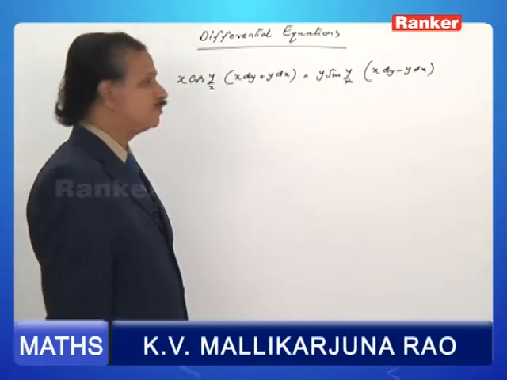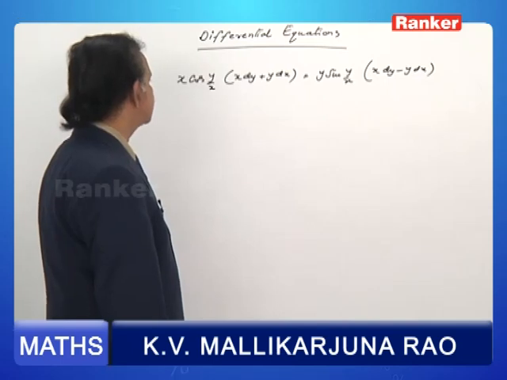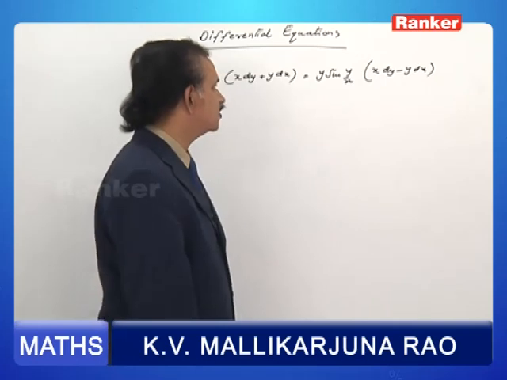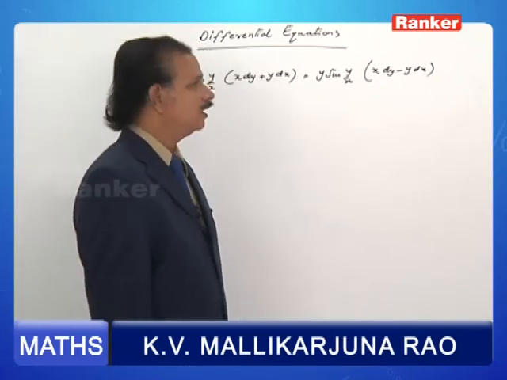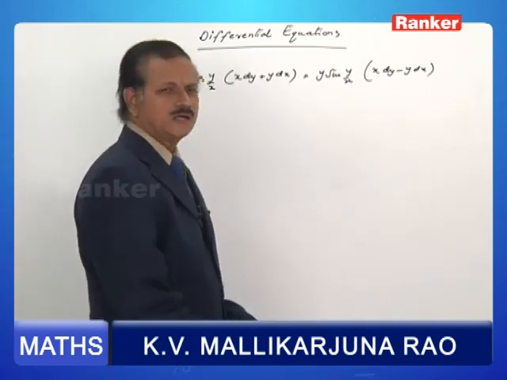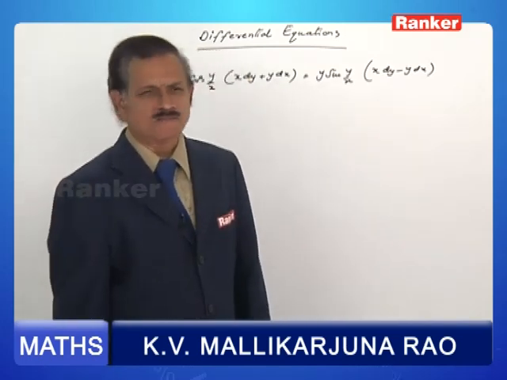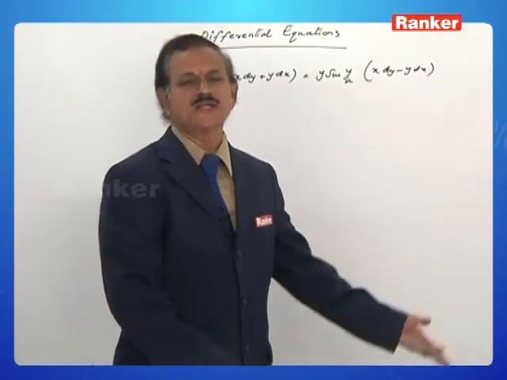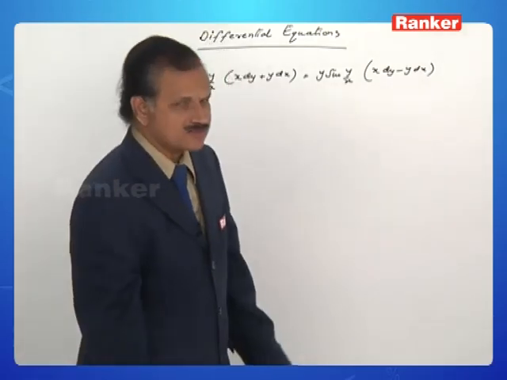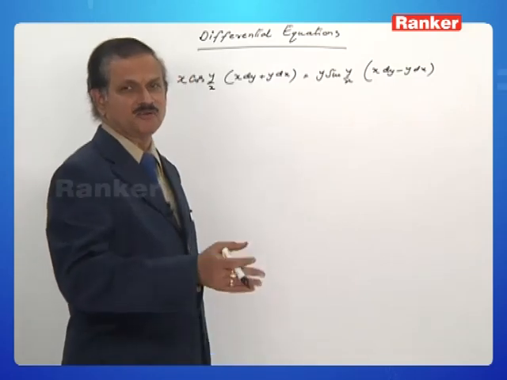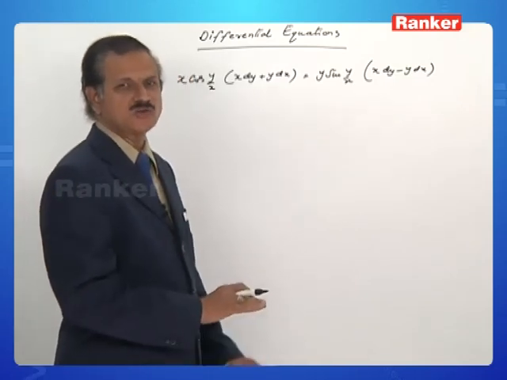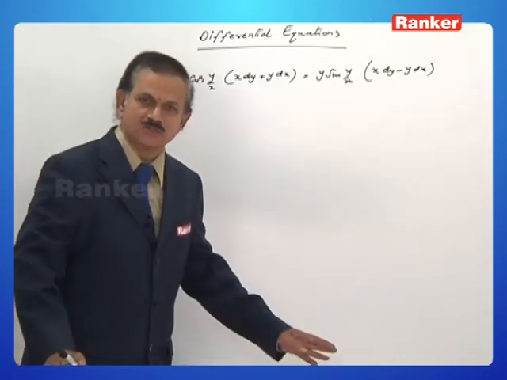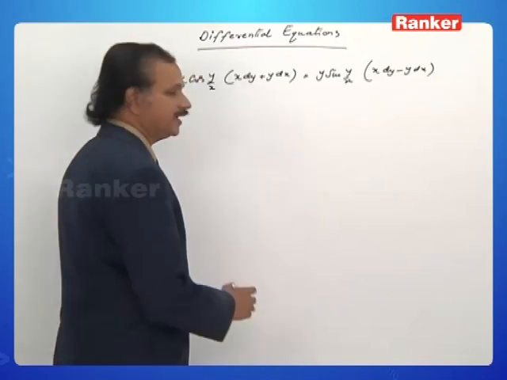Look at the question on the board: x cos(y/x)(x dy + y dx) = y sin(y/x)(x dy − y dx). What is the solution? A clear problem with no additional burdens. No other information is given. We are not supposed to find any new item like y at 0 or y at 1. We are just supposed to have the general solution only. Let us try to get it.